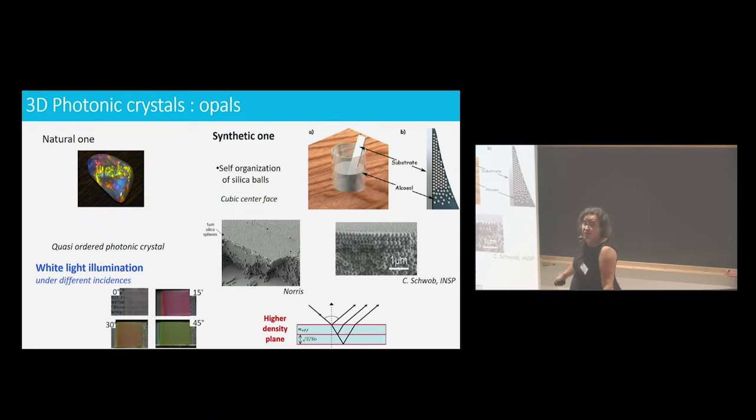You can see this is the same plate that I represent here. The only thing we change is the angle of illumination. Here is a normal incidence, and then we increase the incidence. And what we see is that the color changes.